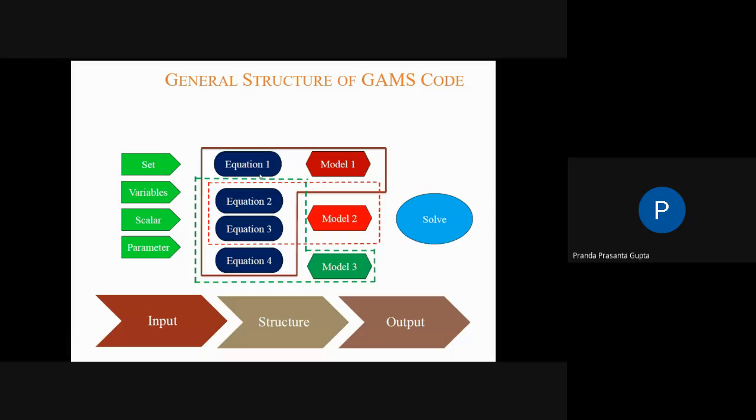Equation number 1, let us say, is the objective function. Equation number 4, let us say, is an inequality constraint. Equation number 3, let us say, is an equality constraint. So these we are defining in the way of equations. Then we have to model.